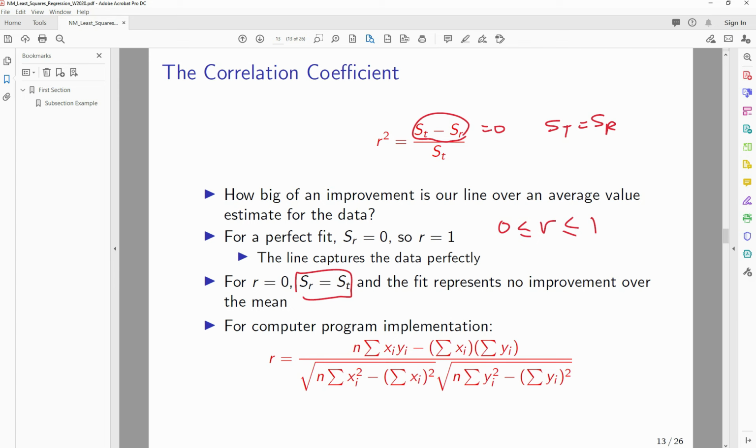In a computer, we usually use this formulation, which is nothing more than kind of a derivation of the ST and SR in this process right here.